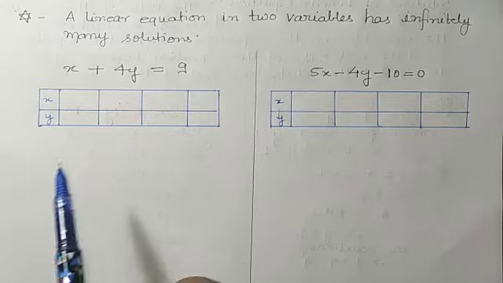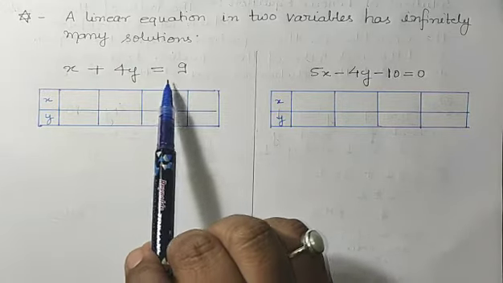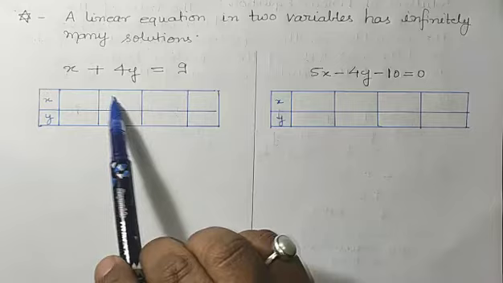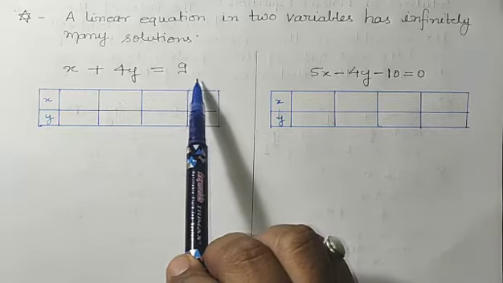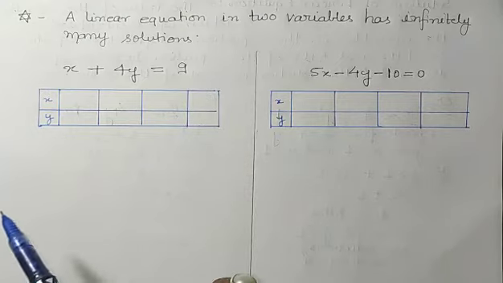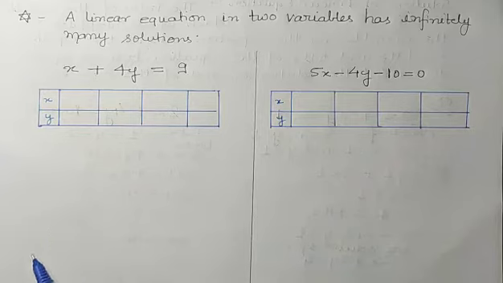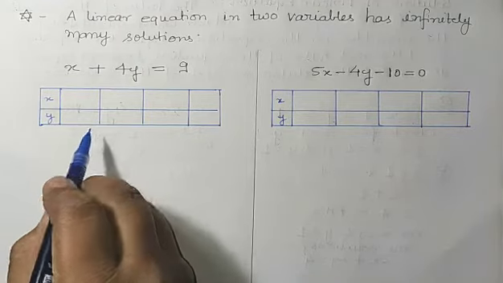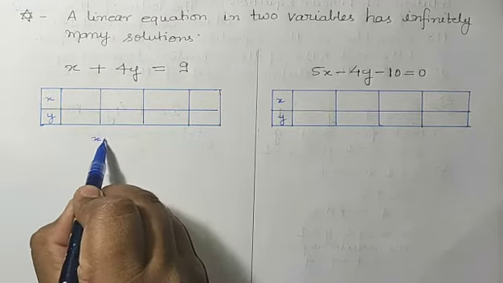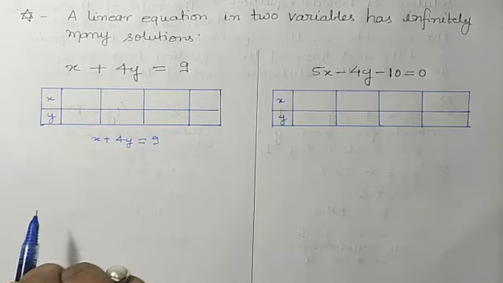Here we can understand it by these two examples. The first example is x plus 4y is equal to 9, and students, I am going to find 4 solutions of this equation. How can we find the solutions? Like this, students. See, the equation is what? The equation is x plus 4y is equal to 9.